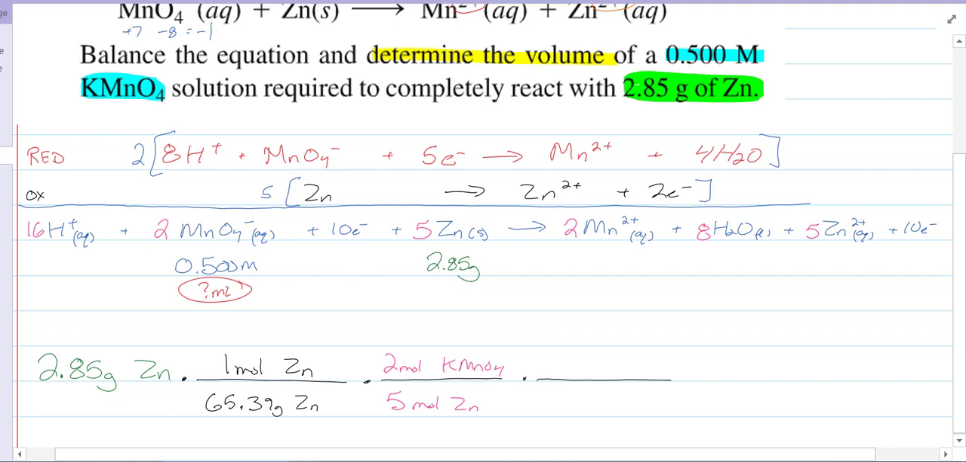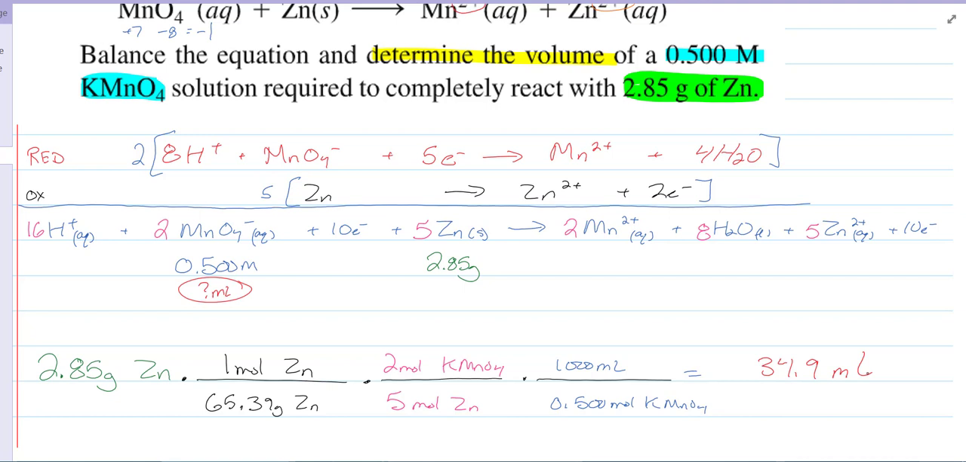And then we know that there are 0.500 moles of KMnO4, potassium permanganate, for every 1,000 milliliters of solution. So the 2.85 grams times 2 times 1,000 divided by 65.39 divided by 5 divided by 0.5. I end up with 34.9 milliliters of solution. Not bad.